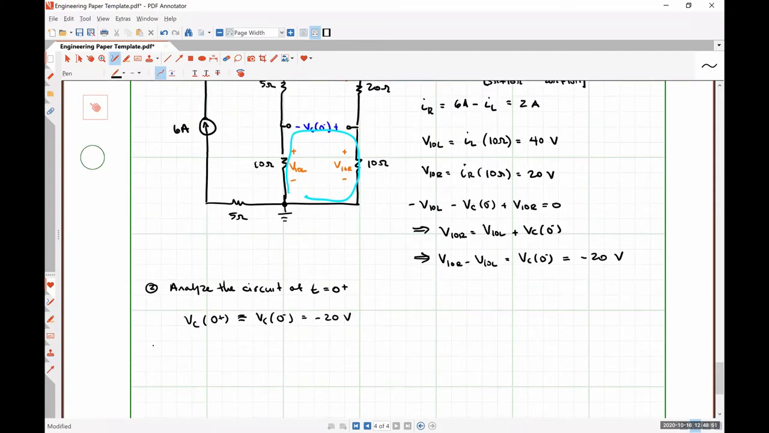For step three, we're going to analyze the circuit. Could you explain again why you don't have to do it for this particular problem?